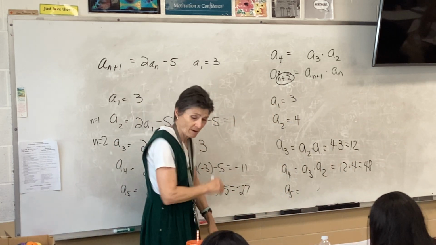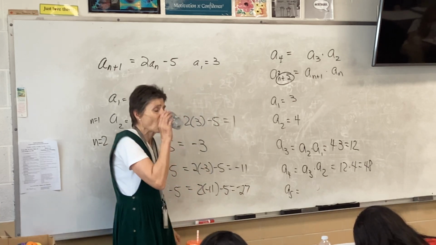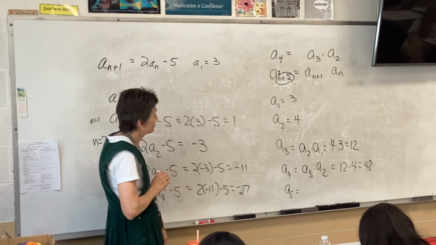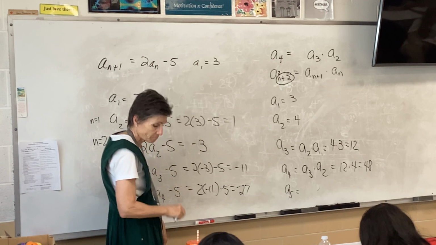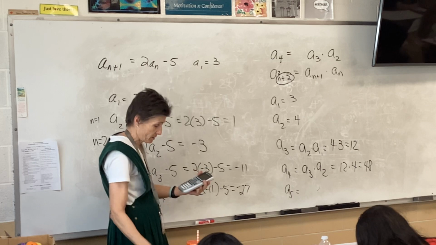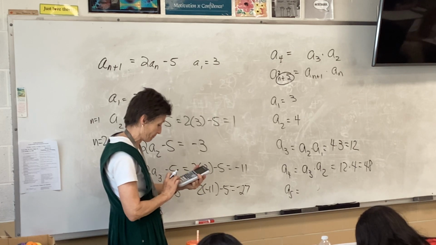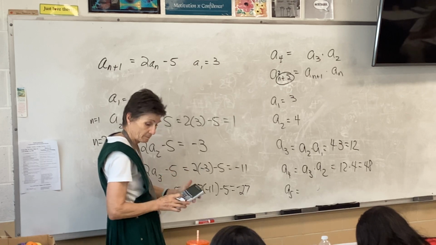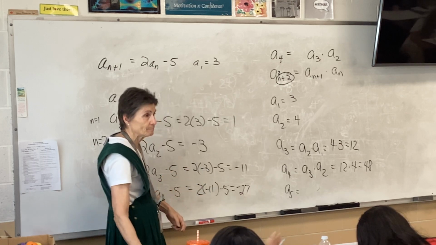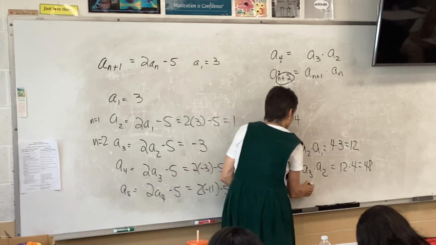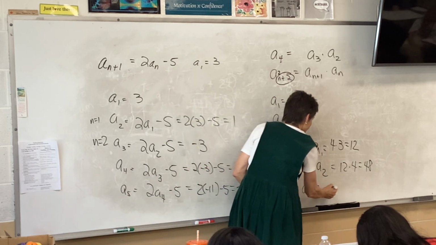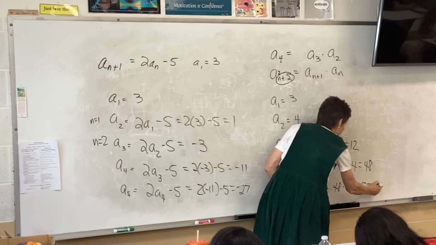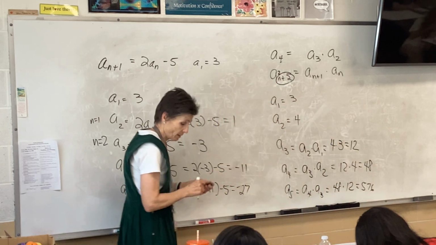And then what about a sub 5? Figure that one out. What's a sub 5? Probably need a calculator. At least I need a calculator. Who's got it? 576. 576. Very good. Because it's a sub 4 times a sub 3. So it's 48 times 12. 576. Yep. That's exactly right.